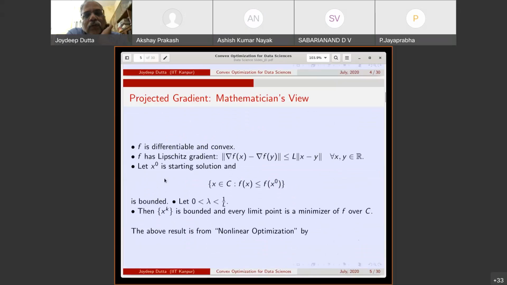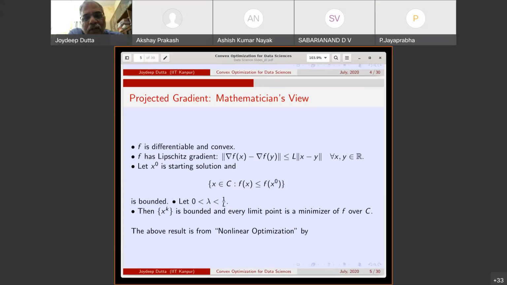So now the mathematician's view. The mathematician's view is: what are the conditions that must be satisfied so that the iterate sequence finally goes and hits the solution? Though Weierstrass or Bolzano, the priest from Prague, would never know it, the whole of optimization theory, essentially the algorithms, is based on the Bolzano-Weierstrass theorem.